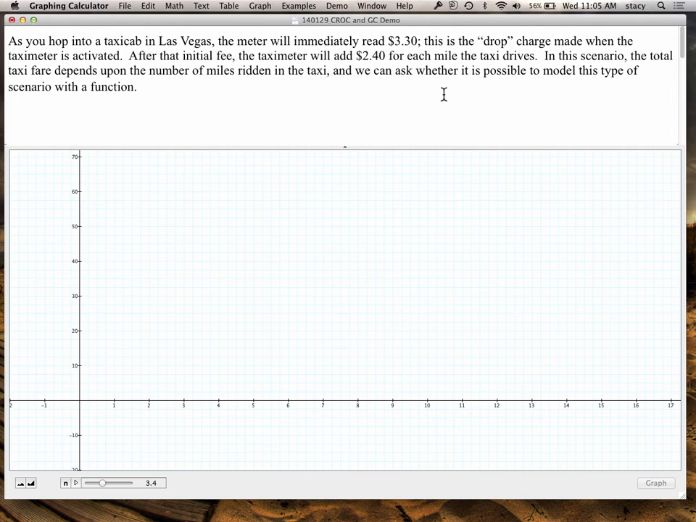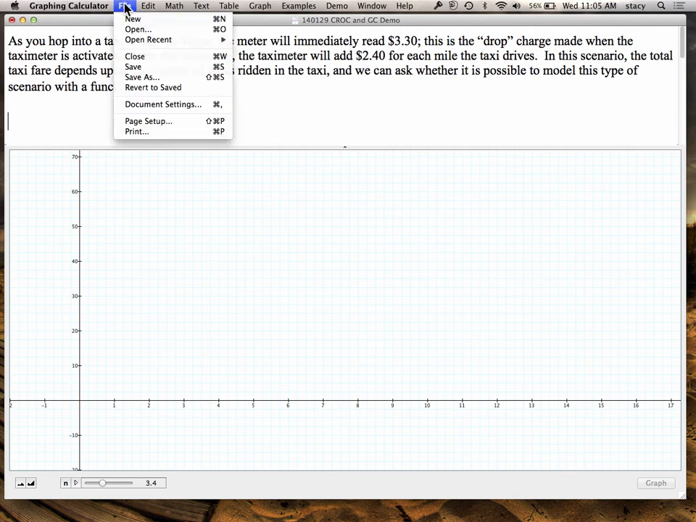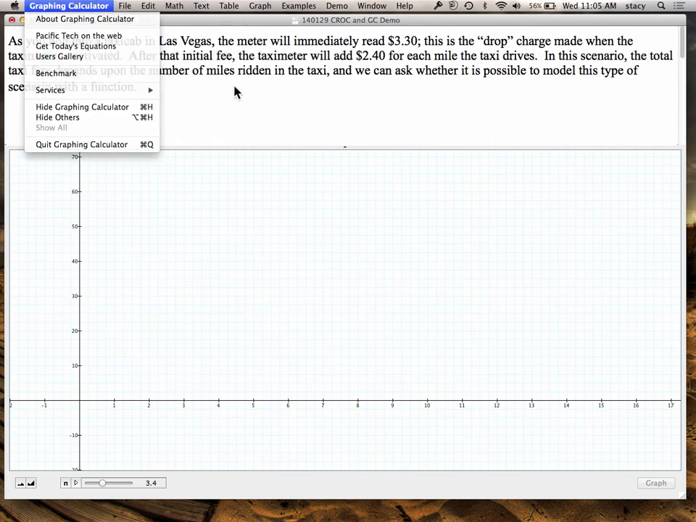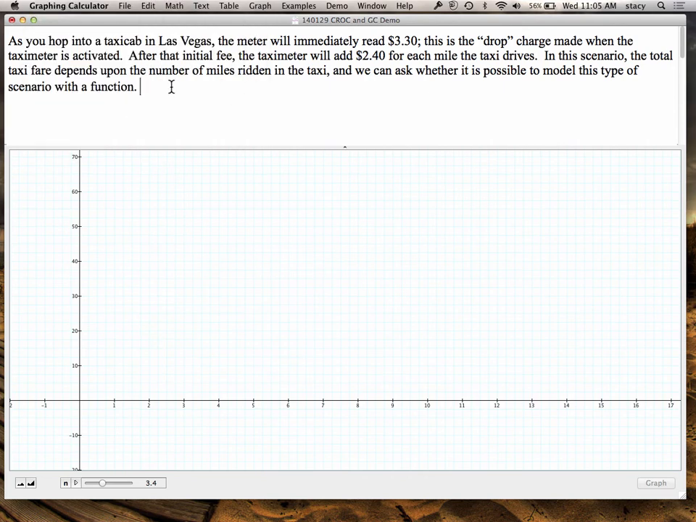Okay, so what did I want to do? I wanted to try to model this scenario with a function. Okay, so how do I do that? So we said that, what did we say? That this is a function. What is the input and what is the output?